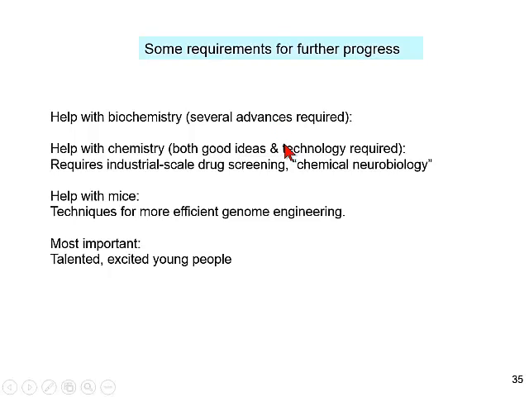As I showed you, some of this work goes on in CCE here at Caltech. A lot of developing new biochemical probes involves industrial-scale drug screening, so-called chemical neurobiology. Alice Sue is involved in some of this now. We need help with mice for getting better techniques for more efficient genome engineering to put probes in mice, such as the CRISPR technology. And most important, we need talented, exciting young people like you.